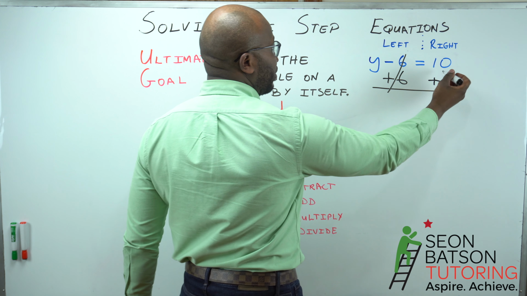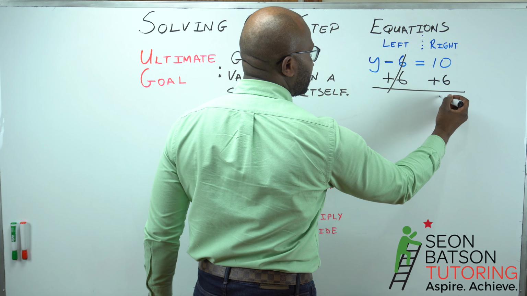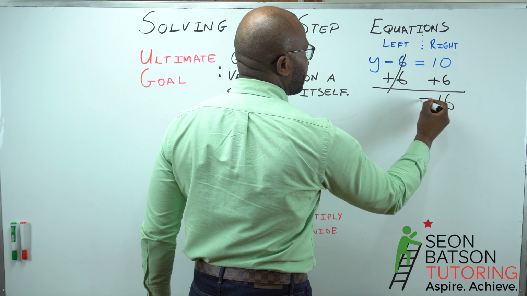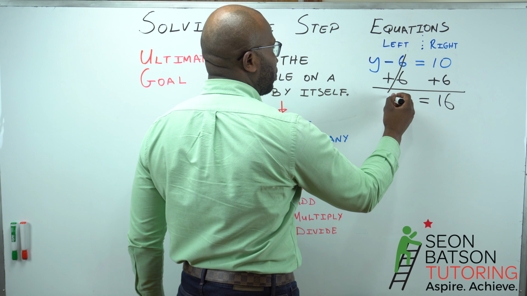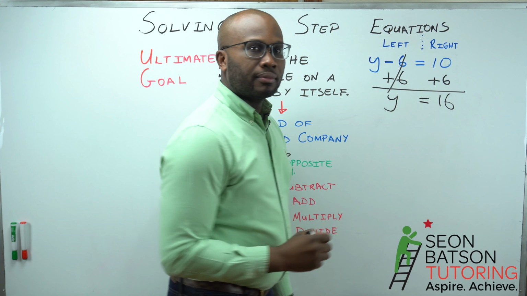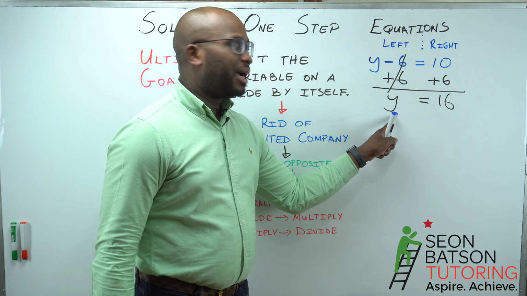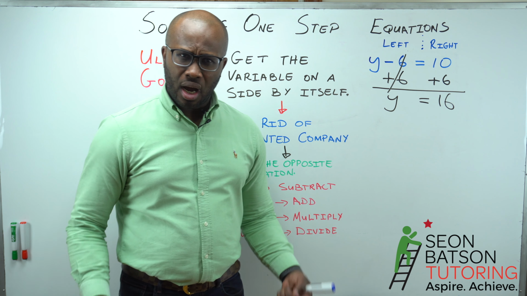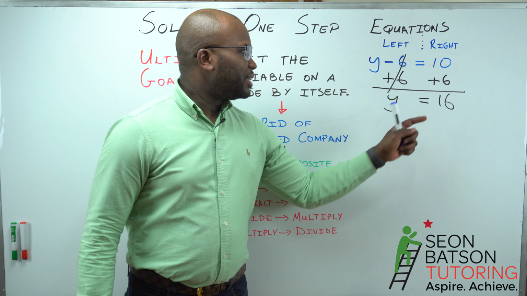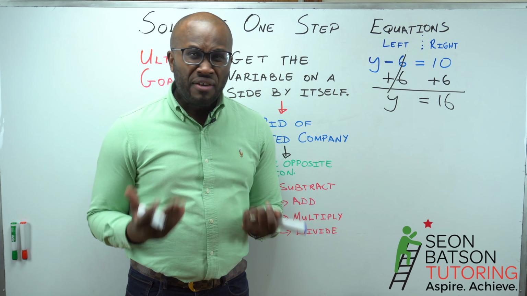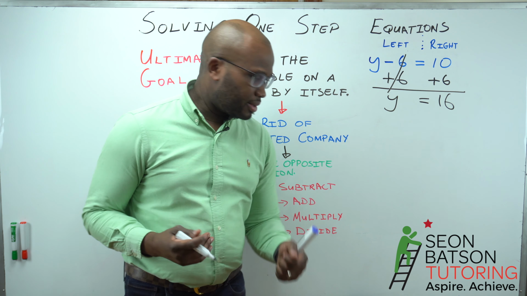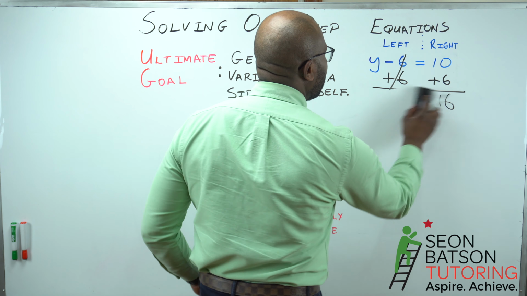And if we add 6 to the right side, 10 plus 6 gives us 16. And on the left side, we have y left. So y is on the left side by itself. We have accomplished our goal. Y is equal to 16. Very simple concept, yes? All right, let's keep going.